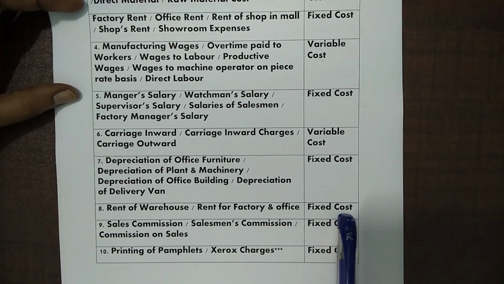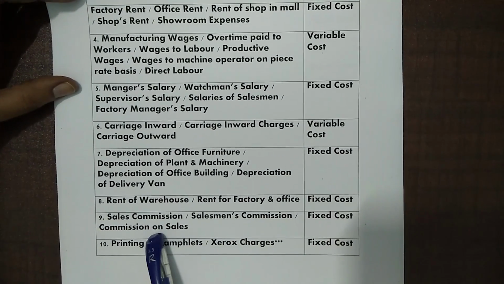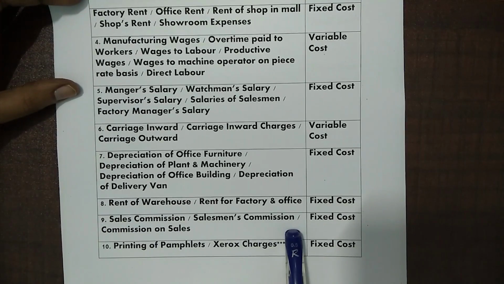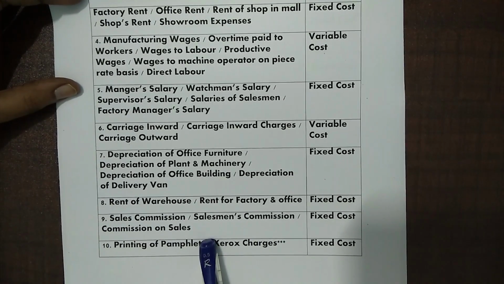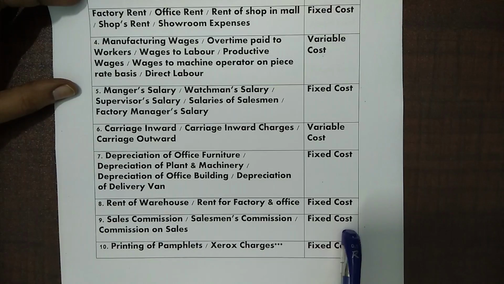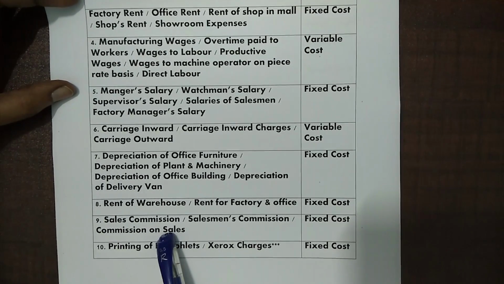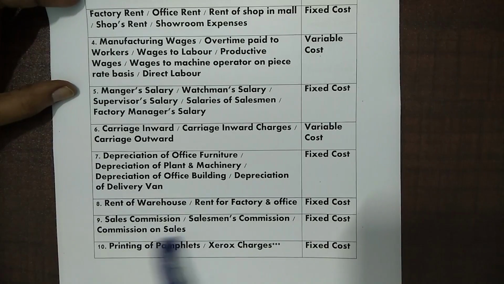Now the next one is sales commission, salesman's commission and commission on sale. The answer is fixed cost. Why is it a fixed cost? Because the percentages are always fixed. That's why the answer is a fixed cost.